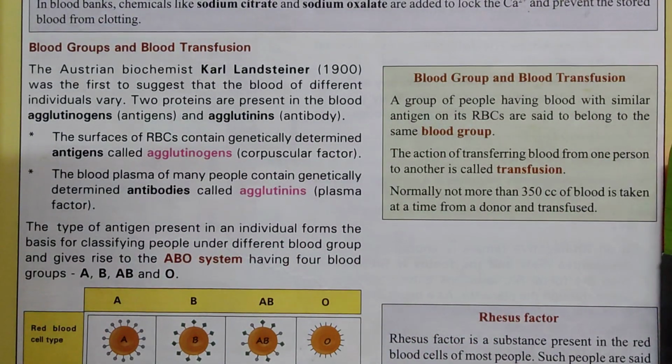Now this falls under the ABO system, and generally we find this. In most cases, we find these four types of blood group. Positive or negative, we are coming to that later on, but we find these groups in more than 90% of cases.